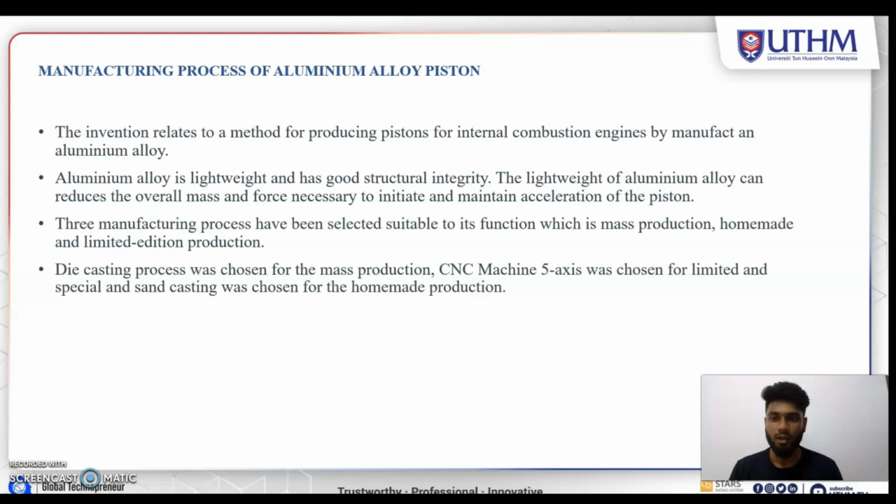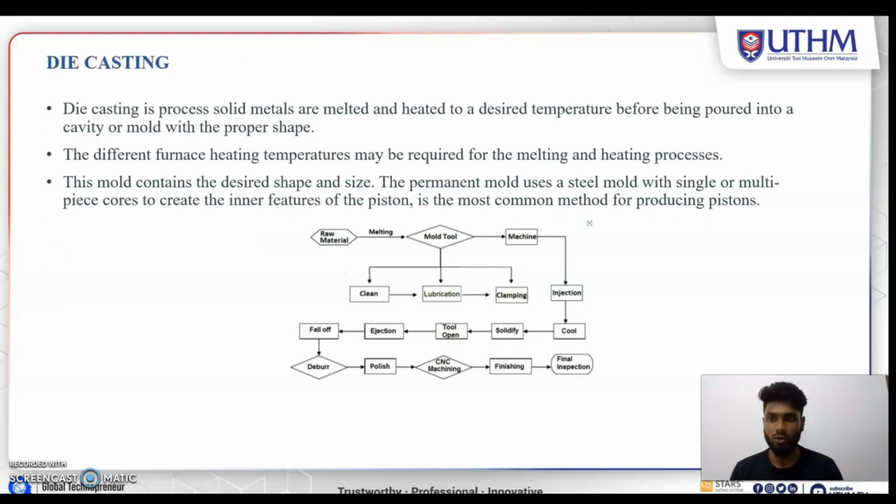the piston. Three manufacturing processes will be selected to suit the function, which are mass production, homemade, and limited edition production. So we chose die casting for mass production, and for limited and special we chose the CNC machine 5 axis, and sand casting was chosen as the homemade production. So next I'm going to explain what die casting is.